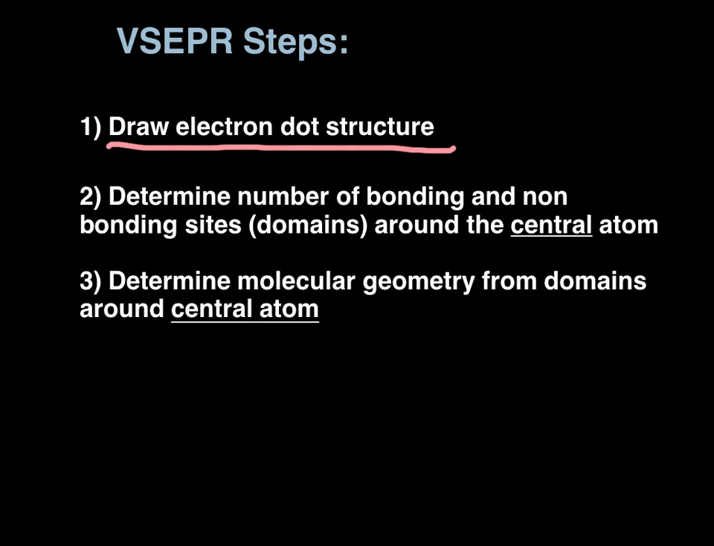And then we're looking at the central atom, and we want to find the number of bonding and non-bonding sites around the central atom. That means how many bonding areas, things it's bonded to, or how many dots it has on it. And then once we do that, we just determine the molecular geometry from those domains around the central atom. It's pretty simple once we get going.